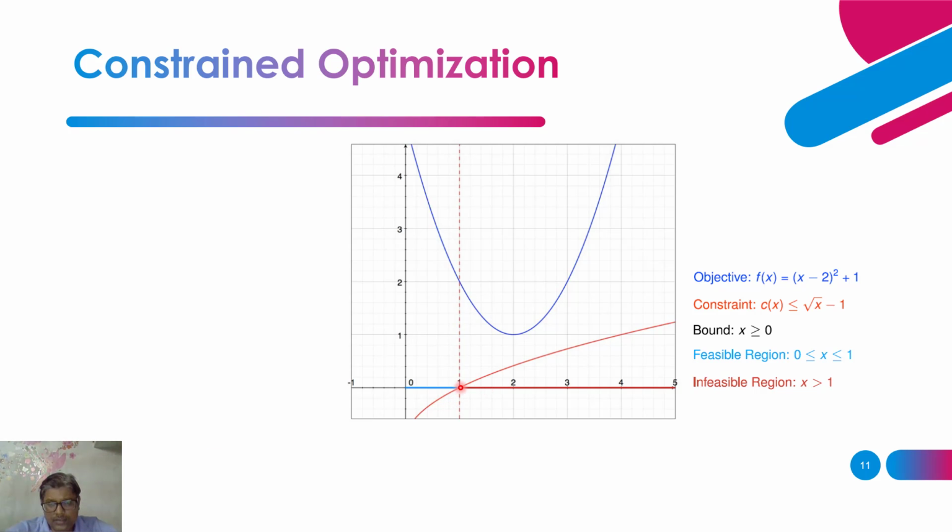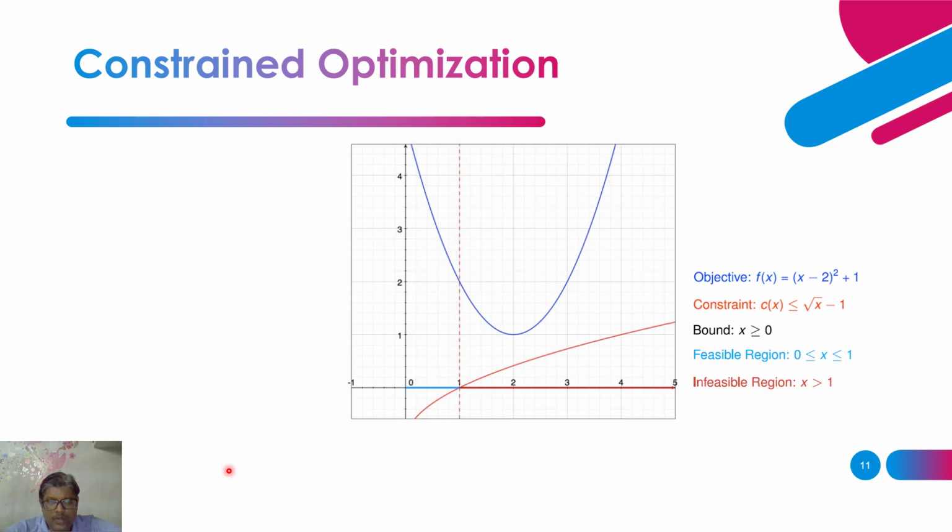This is the region we are talking about. So for the constraint curve, what do we have? When x is positive, this is the curve, and the feasible side is below it. When the constraint is negative, it is the area above. So this area, and then the boundary is x greater than or equal to 0.